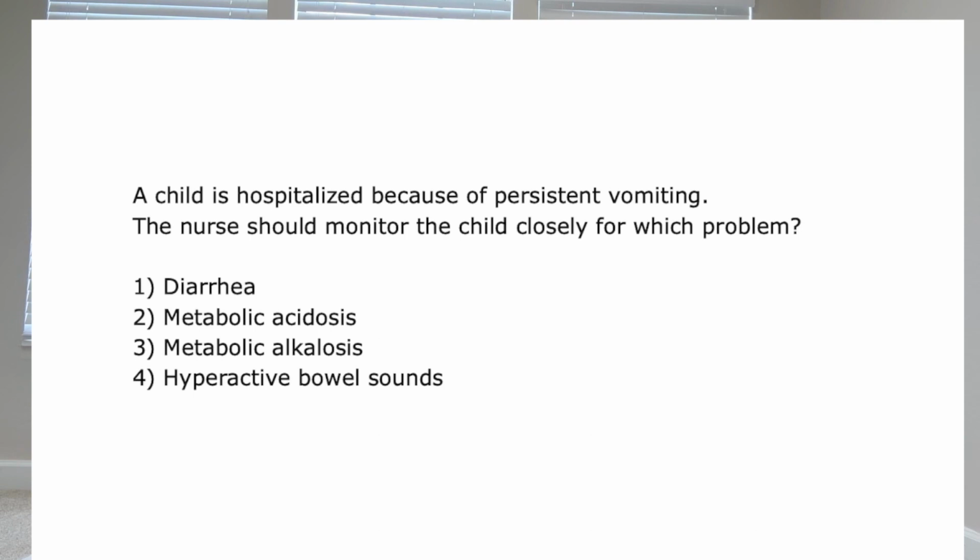All right, number 4, a child is hospitalized because of persistent vomiting. The nurse should monitor the child closely for which problem? 1, diarrhea. 2, metabolic acidosis. 3, metabolic alkalosis. Or 4, hyperactive bowel sounds. I'll give you guys a minute. Answer here is number 3, metabolic alkalosis.